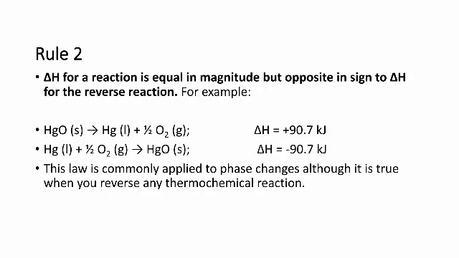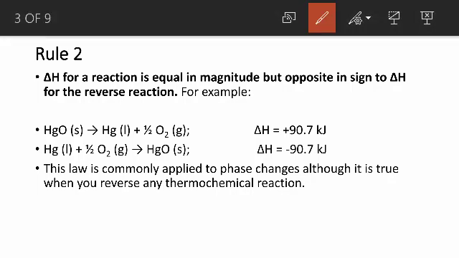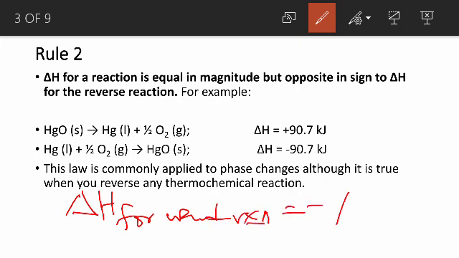That is rule 1. Now, rule 2, the delta H for a reaction is equal in magnitude but opposite in sign to the delta H for the reverse reaction. Okay, I usually like to write it this way, that the delta H of the forward reaction is equal to the negative enthalpy of the backward or the reverse reaction. Okay, so when you reverse a reaction, the enthalpy changes. So look at this now.